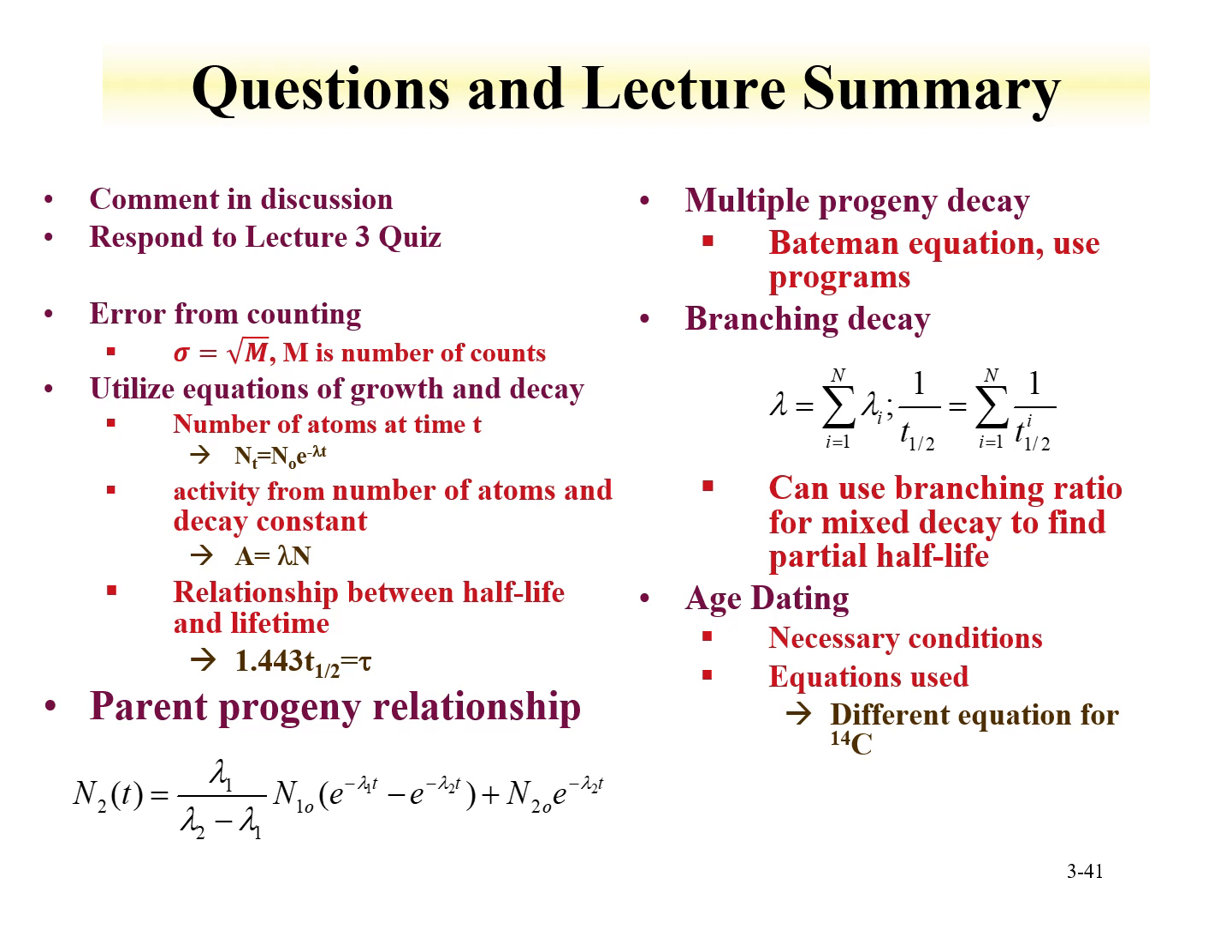Finally, this lecture discussed age dating using isotopes. You should be able to understand what are the necessary conditions for dating to be successful and what equations can be used for this, particularly the different equations that are used for carbon-14.